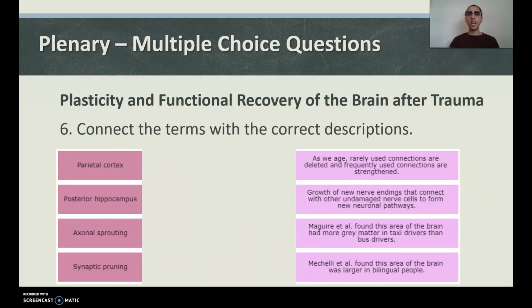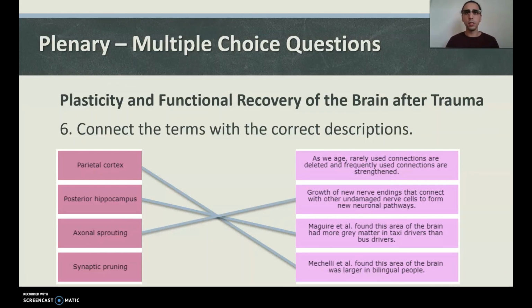The final one, number 6. I might have put more, I can't remember. Connect the terms to the correct descriptions. We've got the parietal cortex, the posterior hippocampus, axonal sprouting, and synaptic pruning. Ooh, this is difficult. As we age, rarely used connections are deleted and frequently used connections are strengthened. That sounds like pruning. Growth of new nerve endings that connect with other undamaged nerve cells to form new neuronal pathways. Sounds like axonal sprouting. Maguire et al. found this area of the brain had more grey matter in taxi drivers. Hippocampus, surely. And then Michelli et al. found this area of the brain is larger in bilingual people. Parietal cortex. So we're going 1 is to 4, 2 is to 3, 3 is to 1, 2. That's what I said anyway. And synaptic pruning is the first one. There we go.